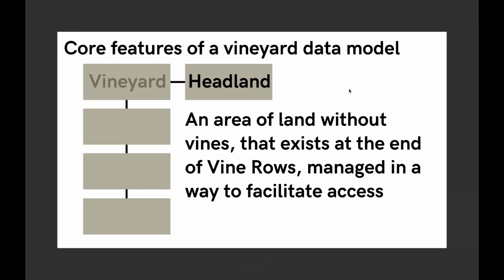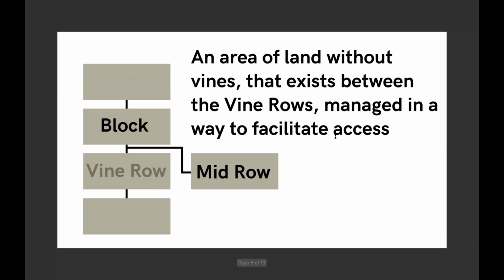And so that brings us on to the definition of a headland, which you can see actually sits within the vineyard, not within the vine row itself. So that's an area of land without vines that exists at the end of vine rows, managed in a way to facilitate access. The way that these are positioned is actually really important as to where they form as part of it. Likewise, the mid-row, which is also a function of the block, much like the vine row. So it's an area of land without vines that exists between the vine rows, managed in a way to facilitate access.